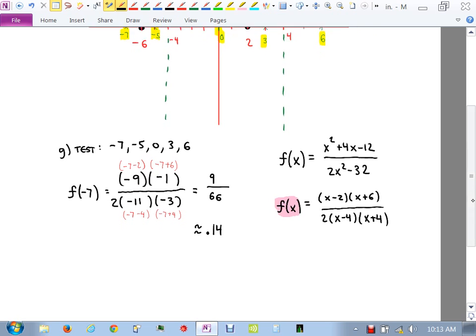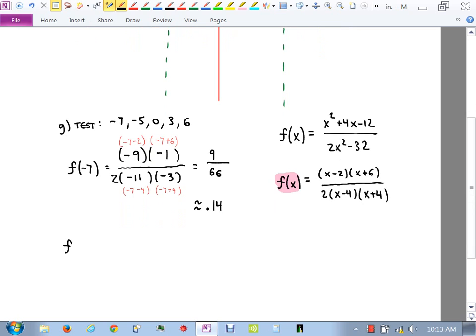Let me plug in negative 5 now. Yeah, negative 5. F of negative 5. I'll do this a little quicker. Negative 5 minus 2 is negative 7. Negative 5 plus 6 is 1. 2, and then negative 5 minus 4 is negative 9. Negative 5 plus 4 is negative 1. So I get negative 7 over 18, which is approximately, on my calculator, negative 0.39. So I'm rounding to 2 decimal places.